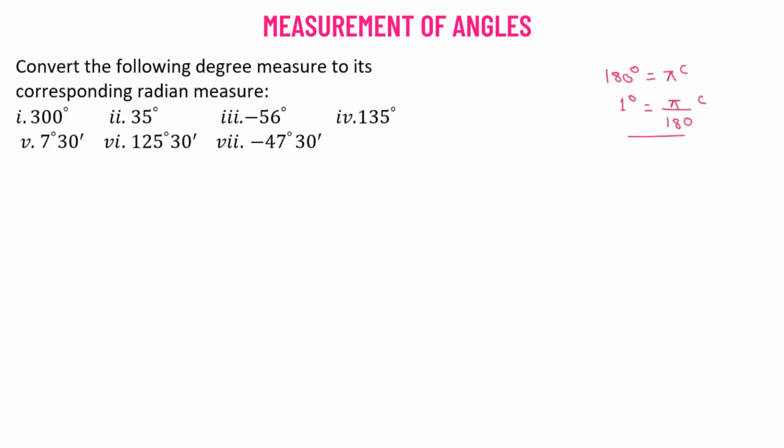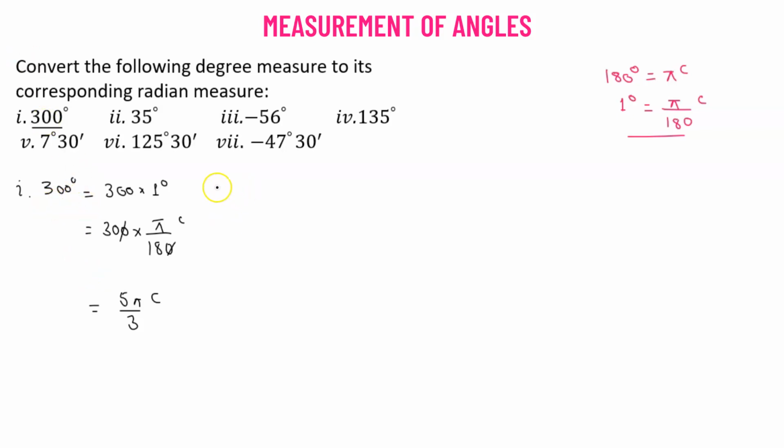So let's go to the first problem. In problem number 1 we have the angle 300 degrees. We need to convert it to radians. All we have to do is rewrite 300 as 300 times 1 degree. Now we replace the value of 1 degree with pi over 180 radians. Now here 0 and 0 get factored out. We have 6 times 3 is 18 and 6 times 5 is 30. So that means we have 5 pi over 3 radians. So this is the equivalent radian measure of 300 degrees.